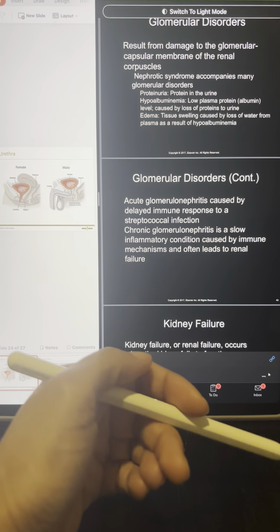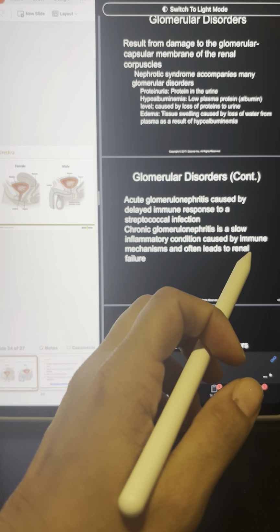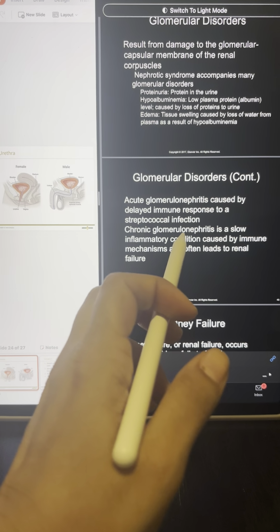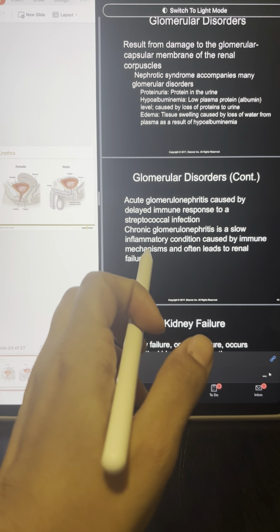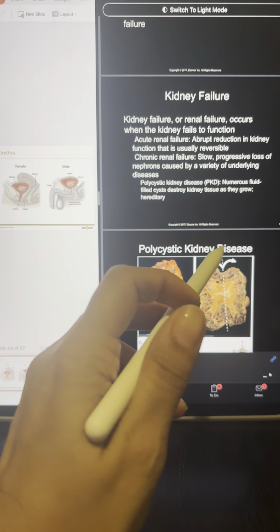Acute glomerulonephritis is caused by a delayed immune response to streptococcal infection. How many times have we seen that? Chronic glomerulonephritis is a slow inflammatory condition caused by immune mechanisms and often leads to renal failure.